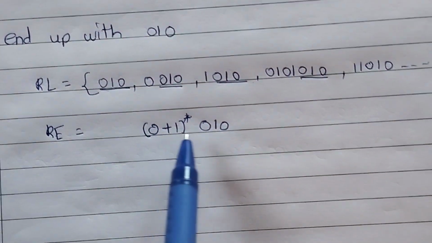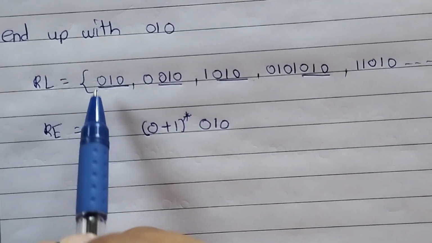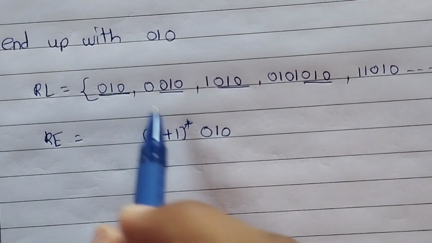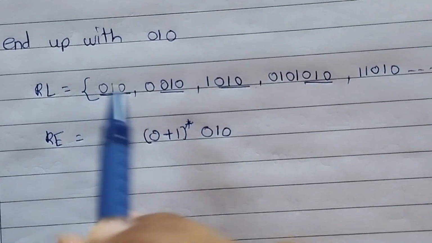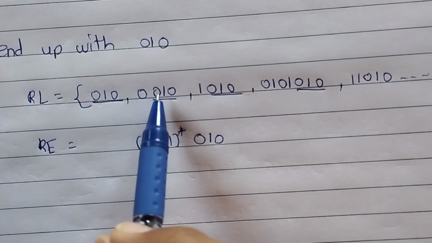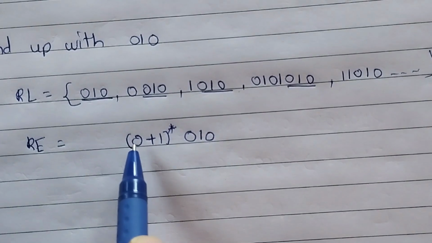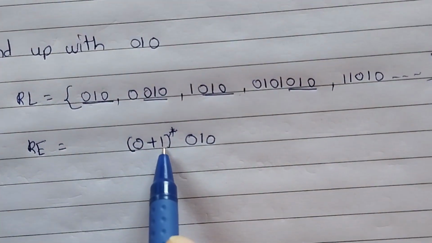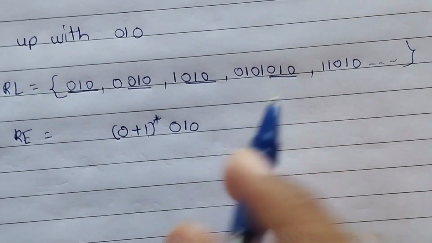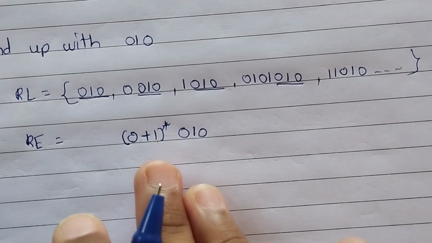Let's see whether this regular expression gives the same regular language or not. Suppose at first this (0 + 1) star is null, then only 0 1 0 comes. Then I consider only 0, giving 0 0 1 0, then only 1. Or the first time I consider 0, second time 1, again 0, and then the last 0 1 0, and the string comes. In this same way we write the strings that end with 0 1 0.